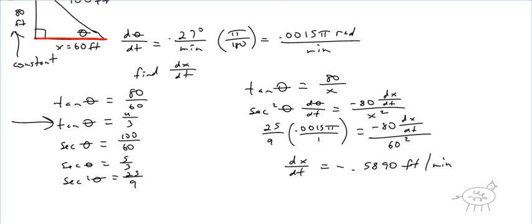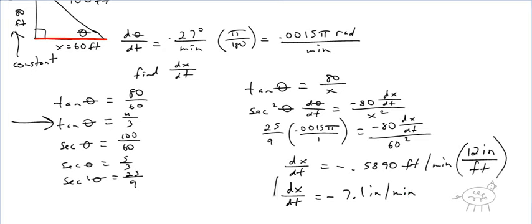But there's one more thing here. We have to put it in inches per minute. That's what they're asking for. So we're just going to multiply this by 12 inches per foot. And so we wind up getting dx dt is equal to negative 7.1 inches per minute. So those are the related rate problems.